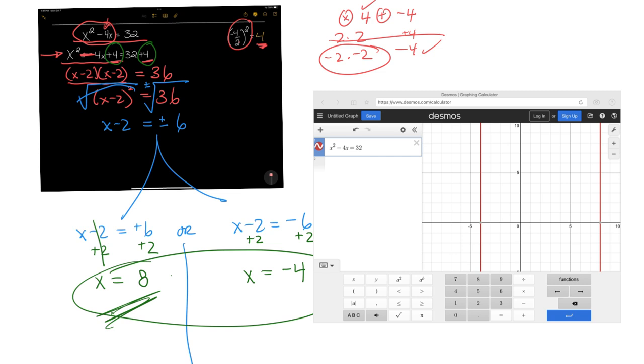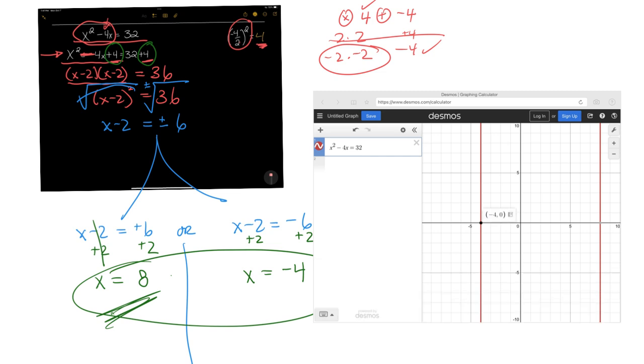And if I tap on that point, I get a negative 4. Tap on the other point, I get a positive 8. And those are the 2 numbers that I got. Okay, hopefully that helps you with that one.